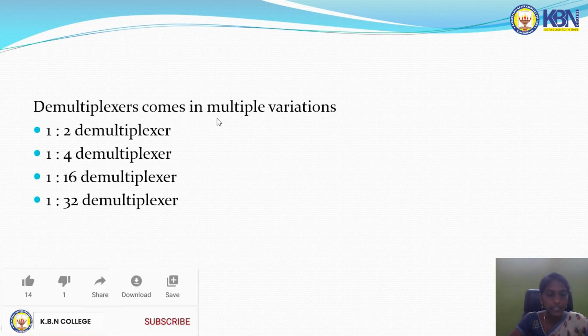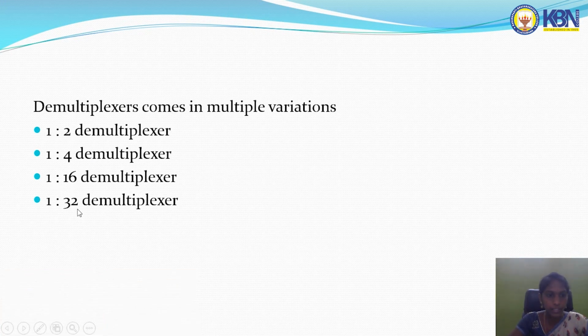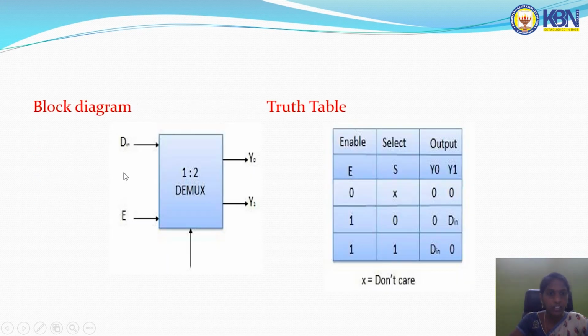And the demultiplexer comes in multiple variations: 1:2 demultiplexer, 1:4 demultiplexer, 1:16 demultiplexer and 1:32 demultiplexer. And this is the 1:2 demultiplexer block diagram. This is the reverse operation of the multiplexer, so that's why we have to draw it like this.